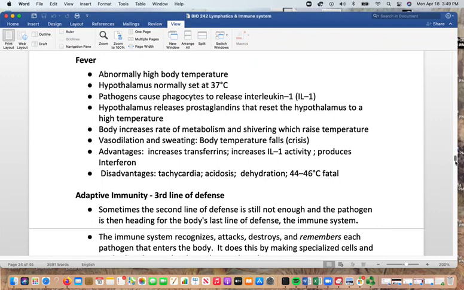Your body is going to increase the rate of metabolism and shivering, which is going to raise the temperature. With vasodilation and sweating, the body temperature would fall. So when the fever breaks, we can sometimes refer to it as a crisis. So the advantages of a fever: it will help increase the transferrins, it increases IL-1 activity, produces interferon. It's also just a less ideal temperature for the microbe. Some of the downsides to having a fever: you can have tachycardia, acidosis, or dehydration, and if it gets too high, 44 to 46 degrees, it can be fatal.